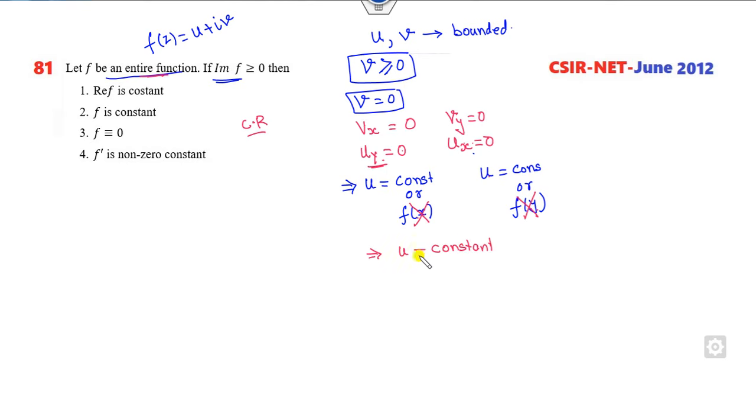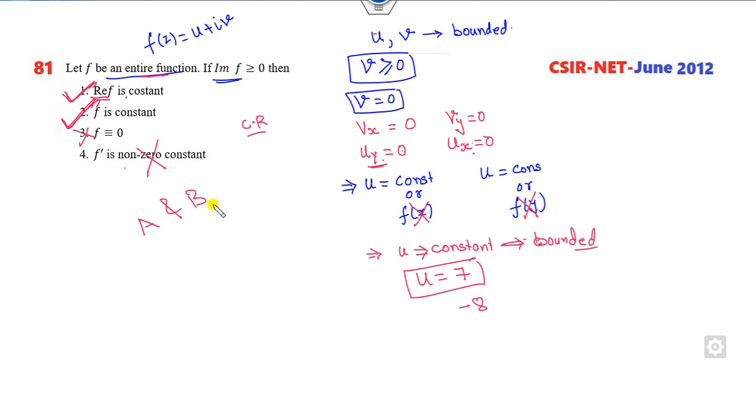Fine. So now if u is a constant, the real component is constant. Every constant function is bounded. So if u or v is bounded, any one of them, then f is constant here. F is identically 0, that's not true, because the constant may be 7, or it may be minus 8. So this is cancelled out. F is a non-zero constant, this is again cancelled. A and B are the correct options of this example.